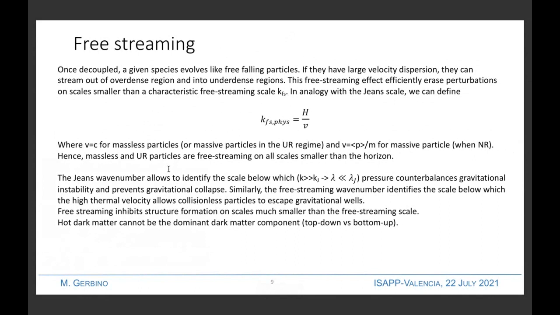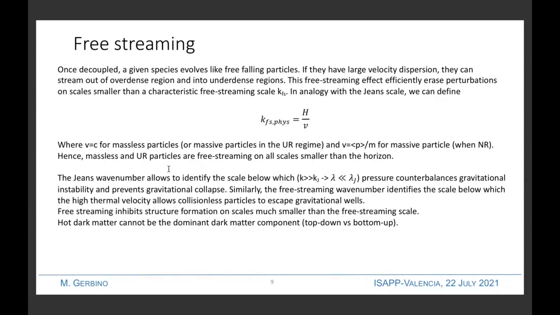Another important scale that we have to take into account is the free streaming scale. The free streaming scale applies to species that have a very large velocity dispersion after they decouple from the rest of the components of the universe. And this will be very important, as you will see, for neutrinos. The very large thermal velocity of these species means that they can stream out of overdense regions, but they can also stream into underdense regions. And this means that they can very efficiently eliminate any perturbations that can be compared with the free streaming scale.